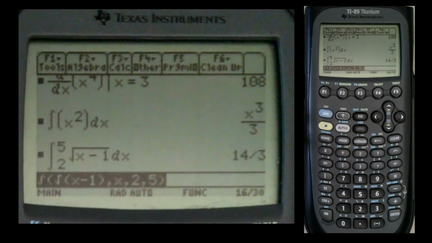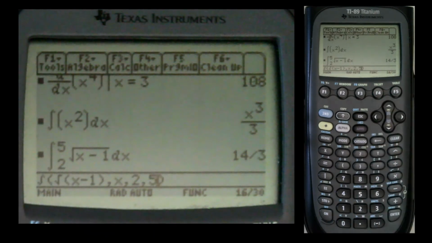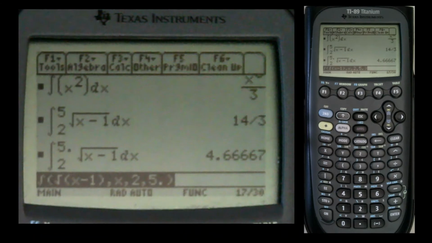Maybe you don't want the fraction, maybe you want decimal approximation. So you'll remember from the previous video, one way to do that is to just add in a decimal point on one of the numbers and it'll give you the decimal approximation. The other way to do it is you could use the green diamond and then hit enter, and you can see the little approximately equal to.